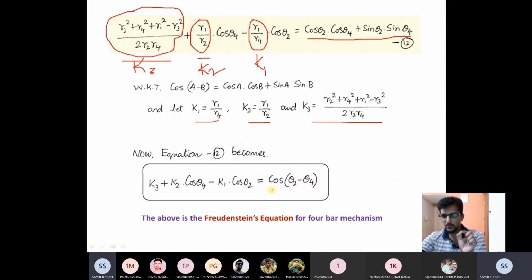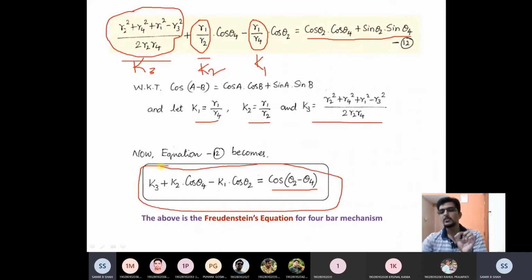So now if you observe carefully, I have the relationship between theta 2 and theta 4 represented in terms of the link lengths R1, R2, R3, R4, which are what K1, K2, K3 are made of. This equation that we have obtained is called the Freudenstein equation for the 4-bar mechanism. By employing this, I can find out the link lengths R1, R2, R3, R4. The lengths of the links will be such that they satisfy the function that you have.